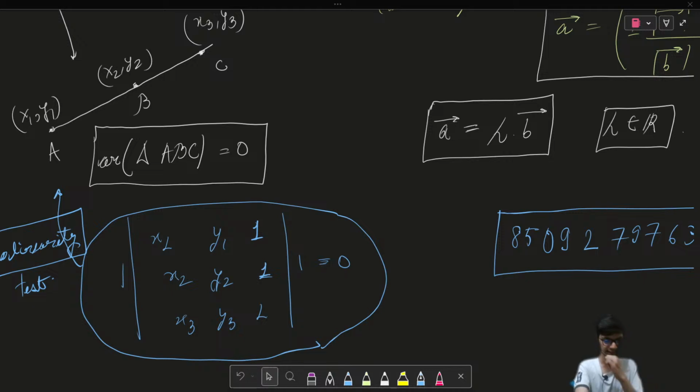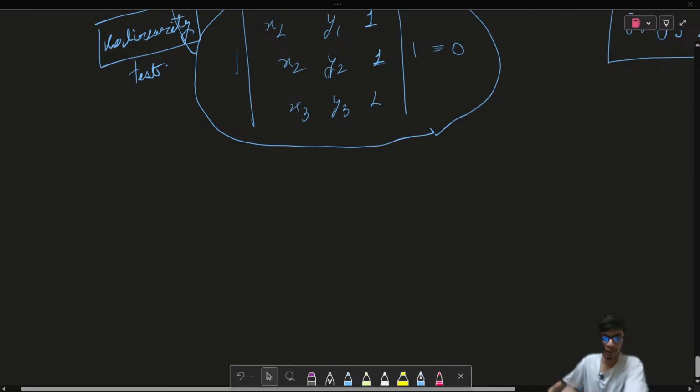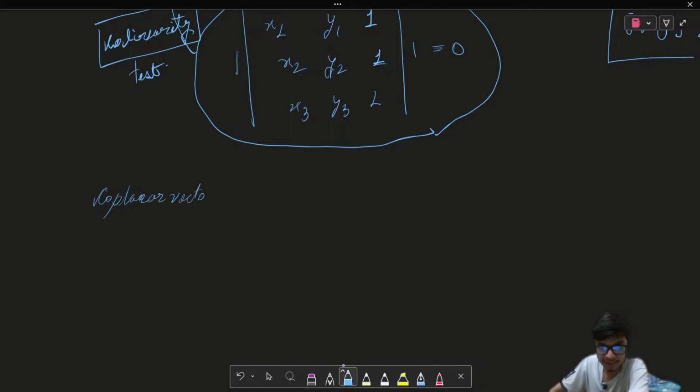In today's class we're going to discuss especially the coplanarity concept of vectors and a bit on linear combinations, and the study of linear dependence and independence. Let's first understand what a coplanar vector is. If you recall, in our basics lecture we have already discussed the coplanarity concept. Coplanar vectors are vectors which lie on the same plane.